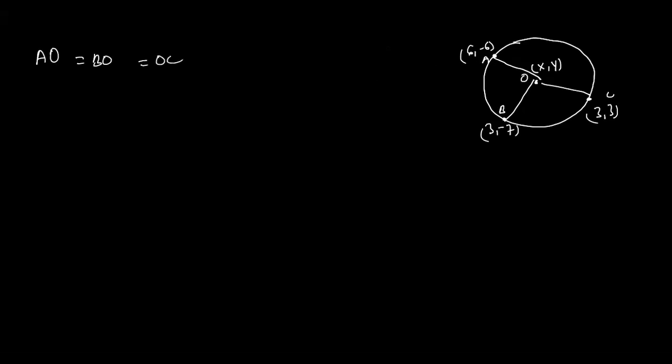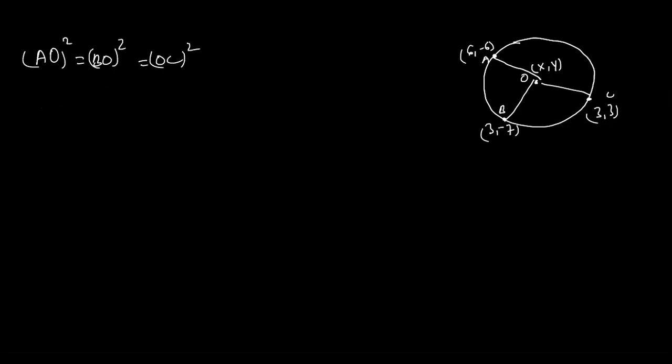Now, these are equidistant because these are points on the circumference of the circle. So AO, OB, and OC are the radius. We can consider this one as x1 and y1 for the center. Now calculating the distance of AO, or you can simply write that if the distances are equal, AO square will be equal to BO square equal to OC square.